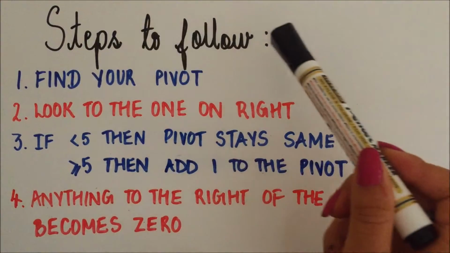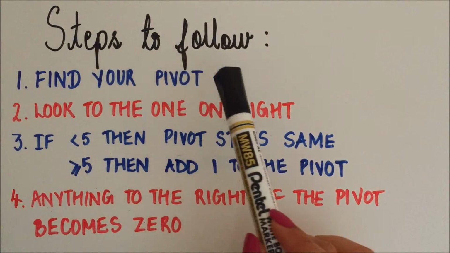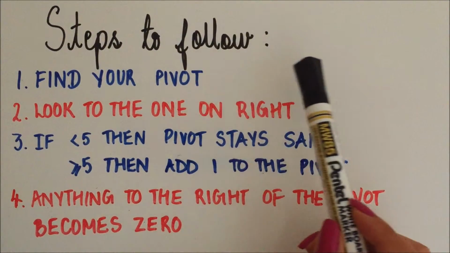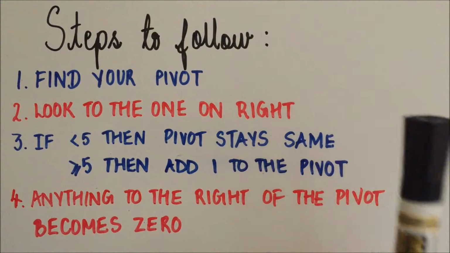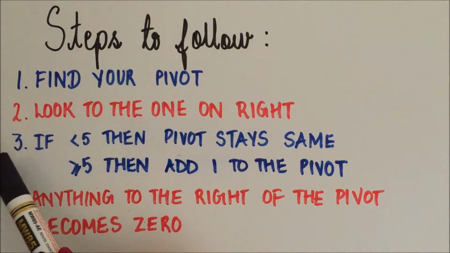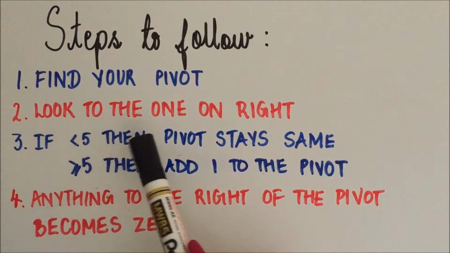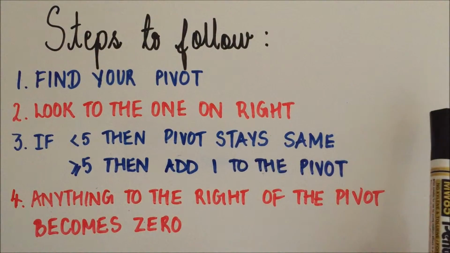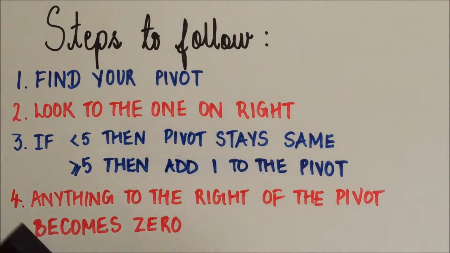So here are the steps that you need to follow to be able to round up. Step number 1 is find your pivot, and I'll talk about what I mean by pivot in a second. Step number 2 is look to the one on the right side of the pivot. Step number 3 is if the one on the right side is smaller than 5, then pivot stays same. However, if it's bigger or equal to 5, then you add 1 to the pivot. The last step is anything to the right of the pivot becomes 0.